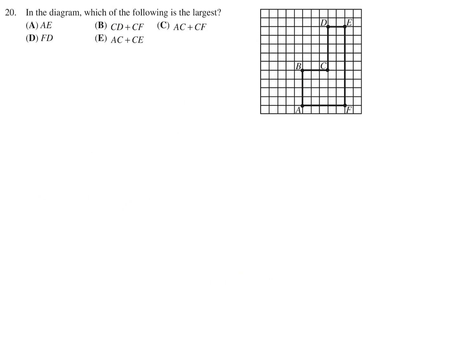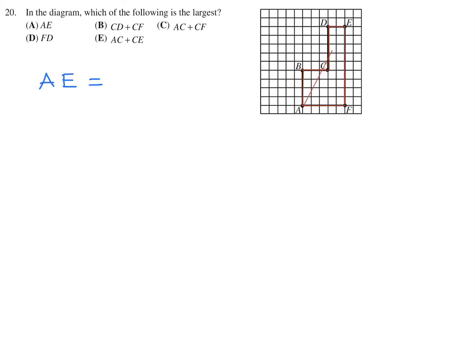In the diagram, which of the following is the largest? All right, so they've got this grid here. I can barely see it, and therefore I'll color it in red. Okay, I think that's a little bit better. So now we've got to figure all these out. Okay, they're making us work here. All right, AE. Let's do this one at a time. AE is this diagonal.